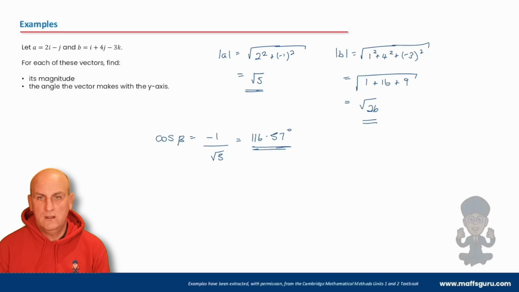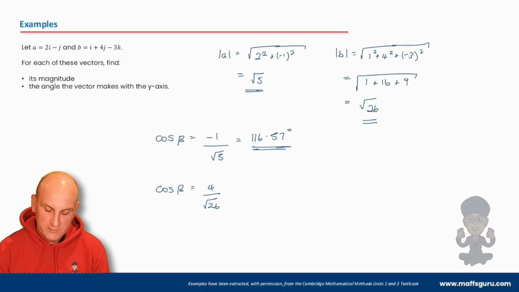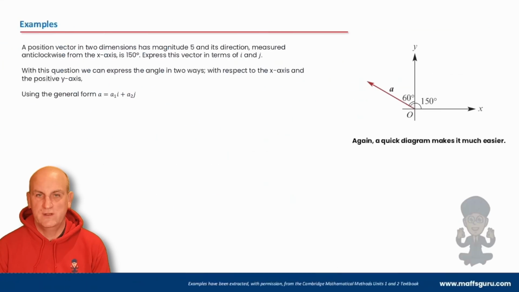What about the next one for B? So the cosine of beta for that one there is whatever's in front of the j term, which is 4, divided by its modulus of root 26, which when I work that out gives you beta is approximately 38.33 degrees. Okay, so that's the basic fundamentals.